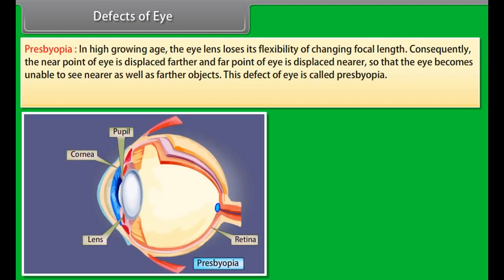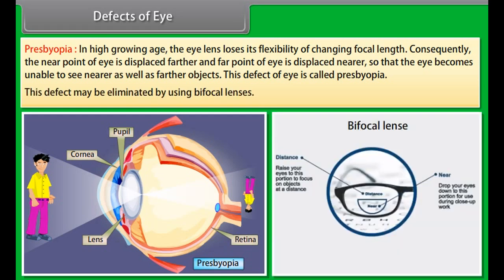Defects of eye. Presbyopia. In advancing age, the eye lens loses its flexibility of changing focal length. Consequently, the near point of the eye is displaced farther and the far point of the eye is displaced nearer, so that the eye becomes unable to see nearer as well as farther objects. This defect of the eye is called presbyopia. This defect may be eliminated by using bifocal lenses.